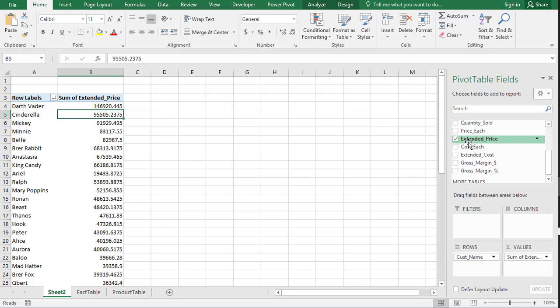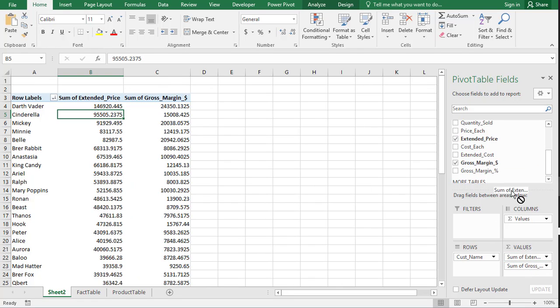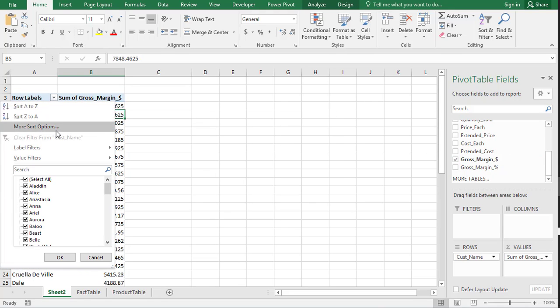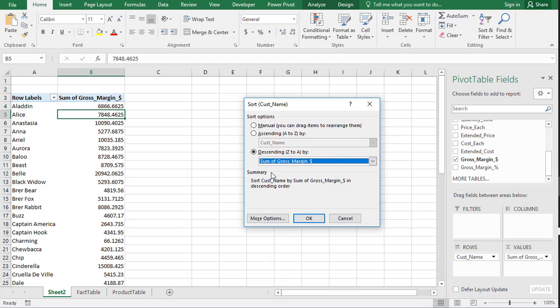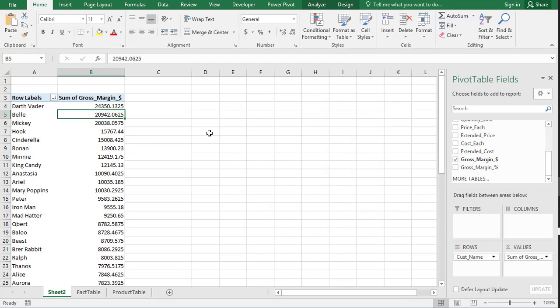Okay, so let's look at margin dollars instead of extended price and see where Vader falls in line there. Once again, Darth Vader is in the lead here for gross margin dollars. But look at that. Mickey is still in third, but here's Belle. And here's Cinderella down here in 5th place. Before, when we just looked at pricing, Cinderella was in 2nd place. So once again, you have to be careful with how you define top customer or top 5 customers, whatever it would be. Okay, so in this case, it's kind of clear that Darth Vader is the number 1.